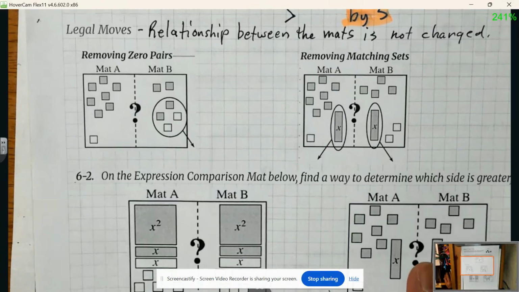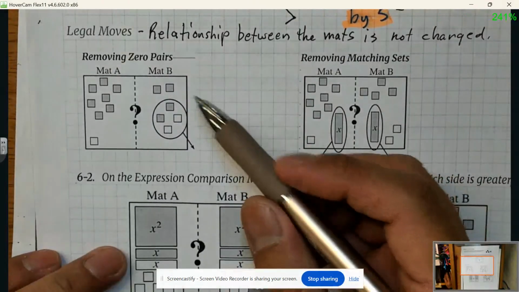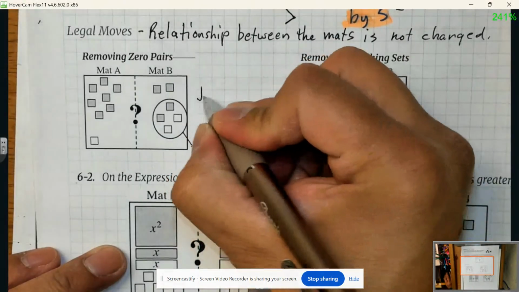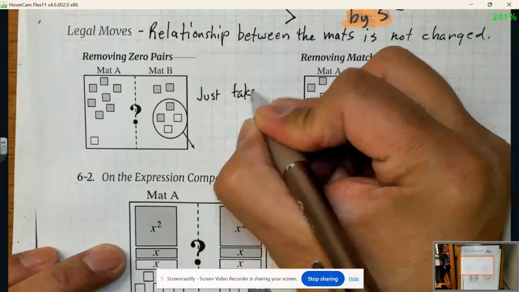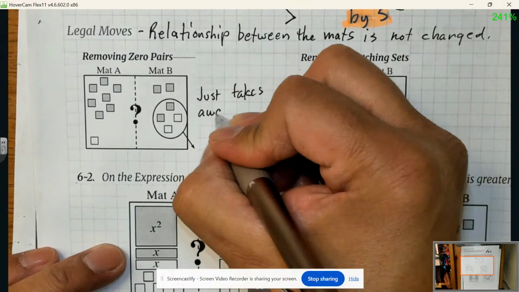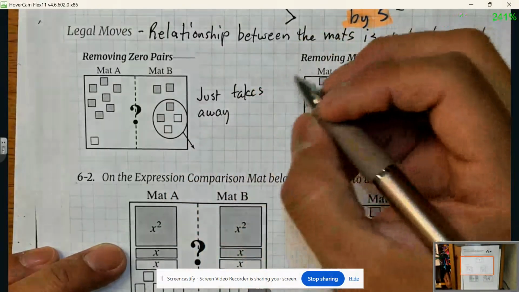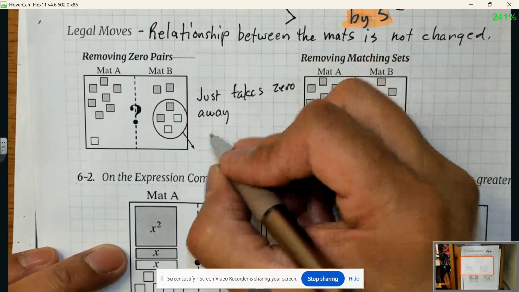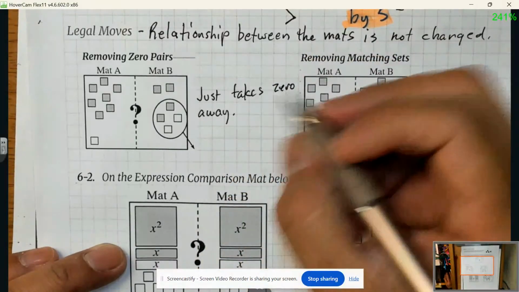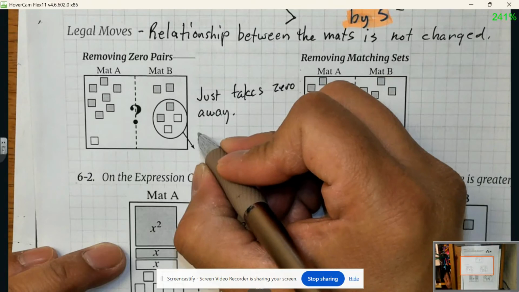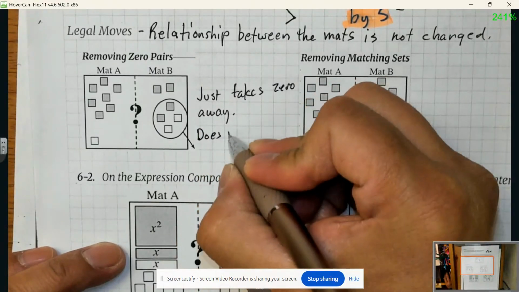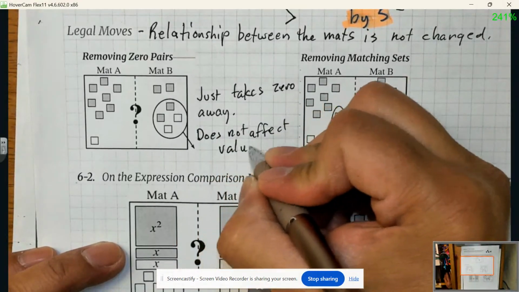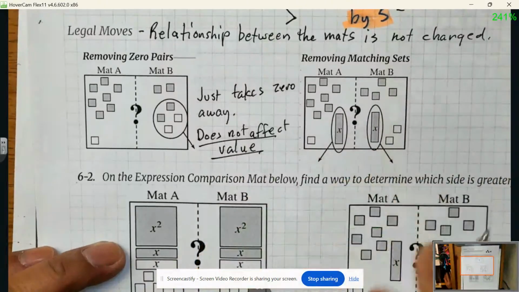Now, when we're removing 0 pairs from a mat, all it does is it just takes away 0. And what happens when we take 0 away from any number? When we take 0 away from a number, it doesn't affect it at all. Okay, this does not affect the value.